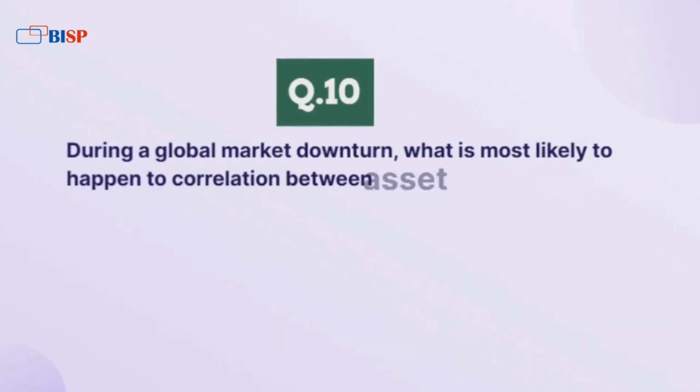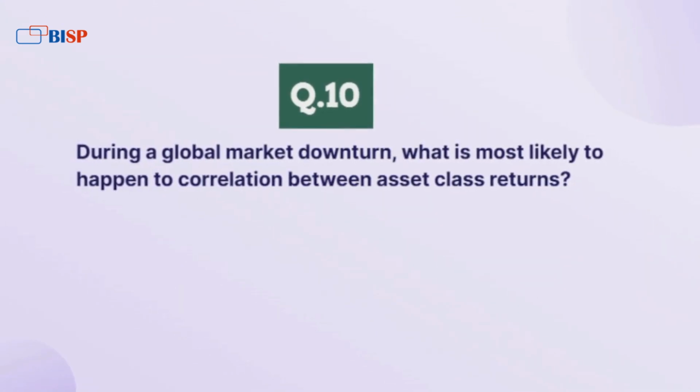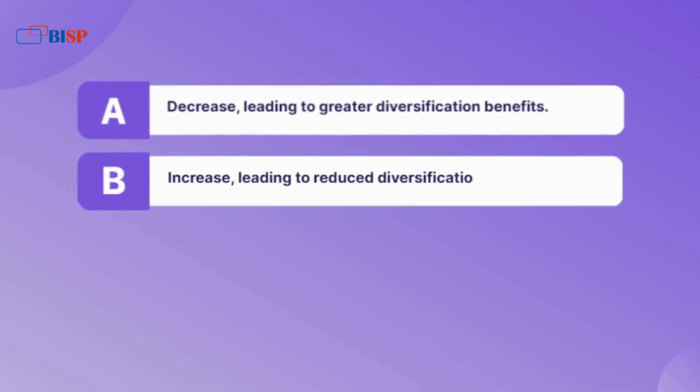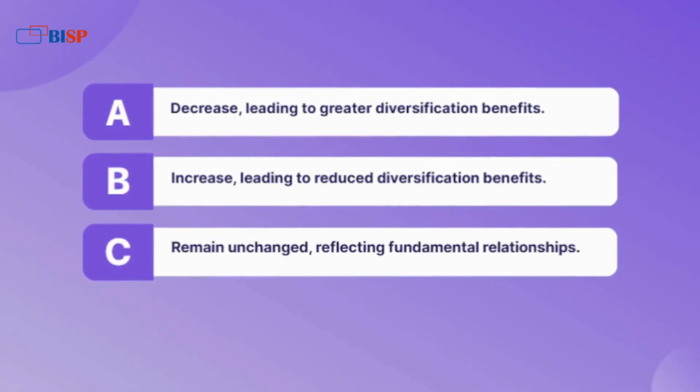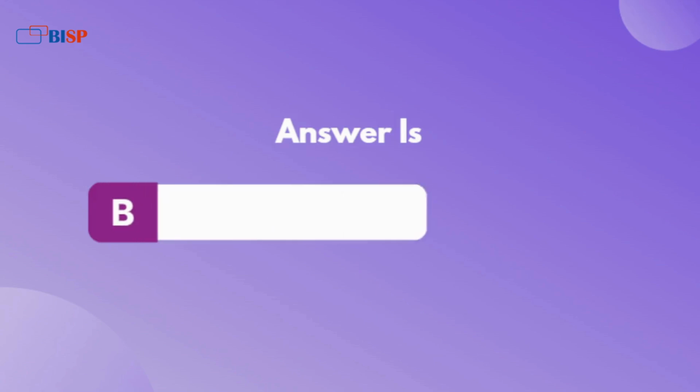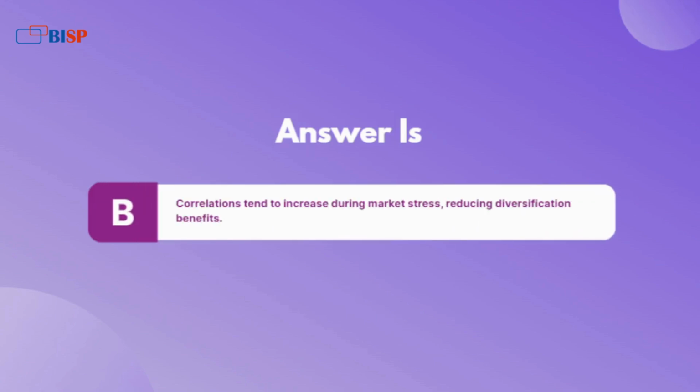During a global market downturn, what is most likely to happen to correlation between asset class returns? A. Decrease, leading to greater diversification benefits. B. Increase, leading to reduced diversification benefits. C. Remain unchanged, reflecting fundamental relationships. D. None of the above. Answer is B. Correlations tend to increase during market stress, reducing diversification benefits.